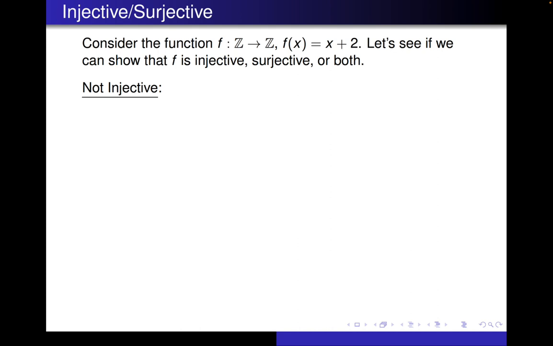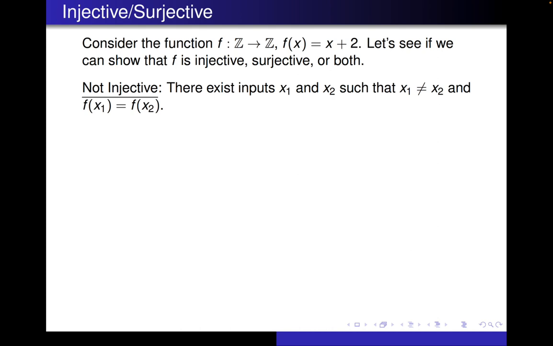So remember again that not injective means there exist inputs x1 and x2 such that x1 is not equal to x2 and f of x1 is equal to f of x2. And one thing that you might notice if you look carefully enough at that statement is it's a there exists statement. So if we want to find injective, we want to find the negation of not injective. Since not injective is a there exists statement, we've had experience finding negations of there exist statements.